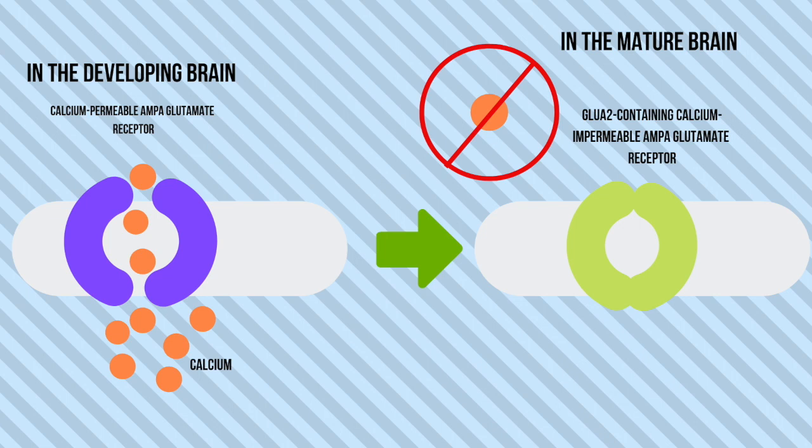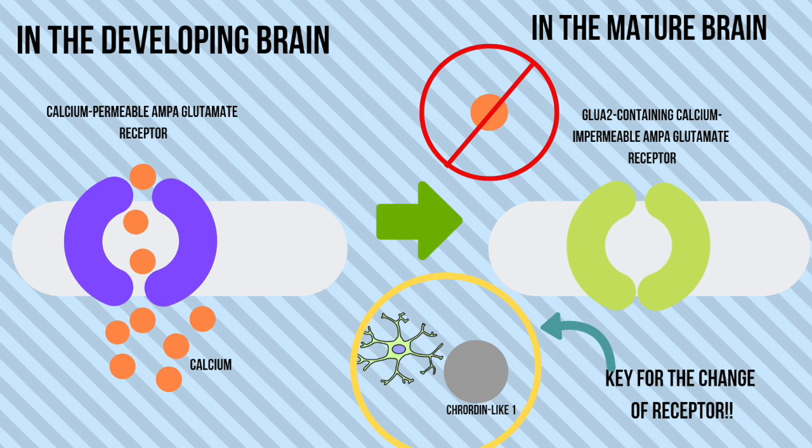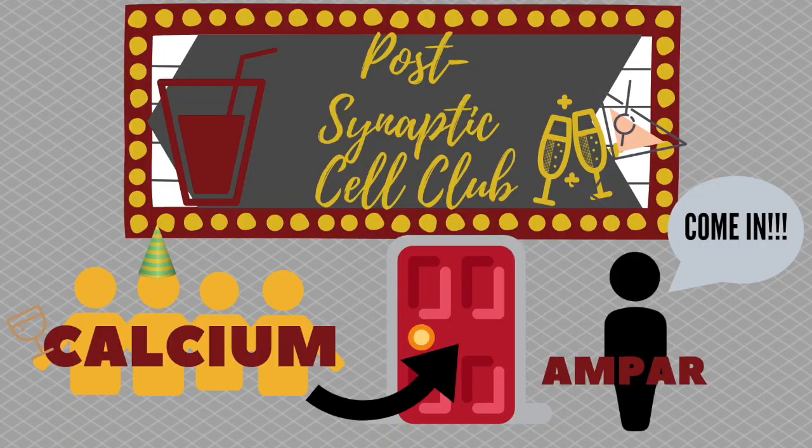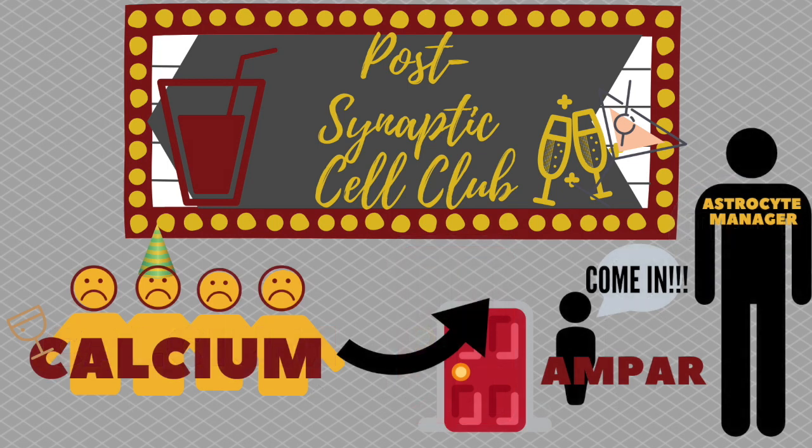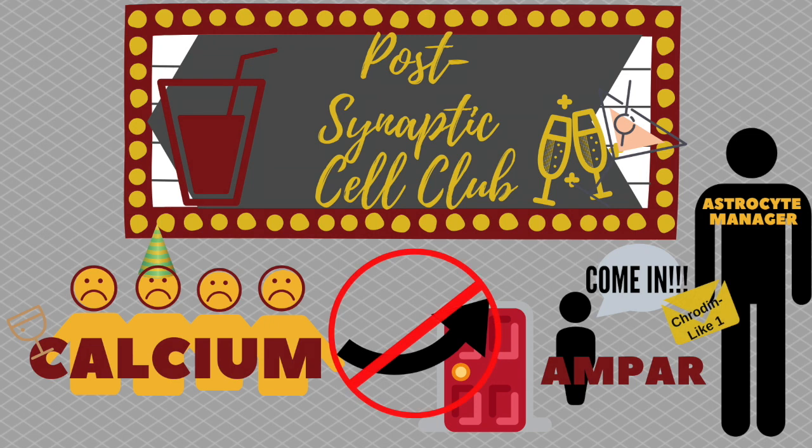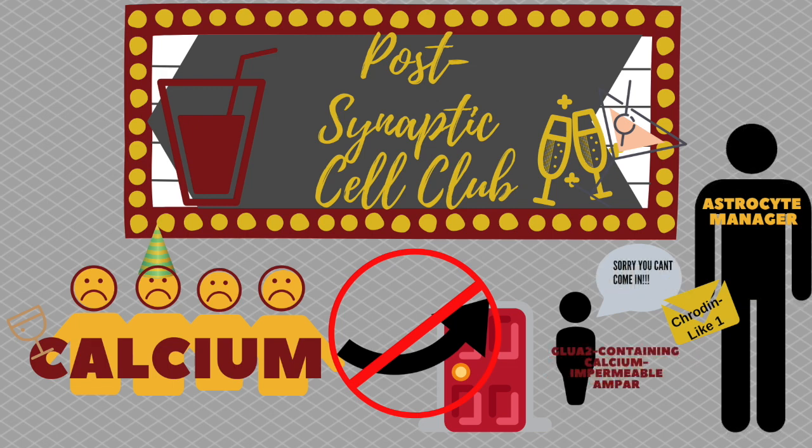This essential switch in the AMPA receptors and neural synapse maturation is regulated by astrocytes, which secrete Chordin-like 1. So, to make it more clear, this is like the entrance to a disco in which the person at the door is very permissive and lets calcium enter very easily. As time passes, the manager decides to change the person at the door to a more strict person, and the entry of calcium is decreased. How do neurons know to switch the calcium-permeable to calcium-impermeable receptors? Well, the manager, which are astrocytes, notifies the person at the door by giving it Chordin-like 1.